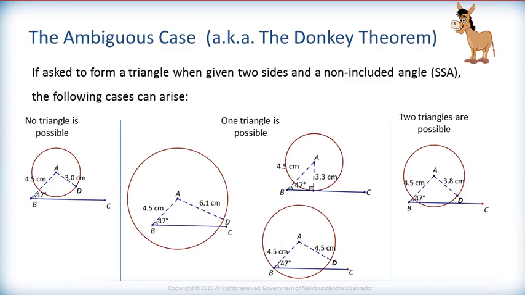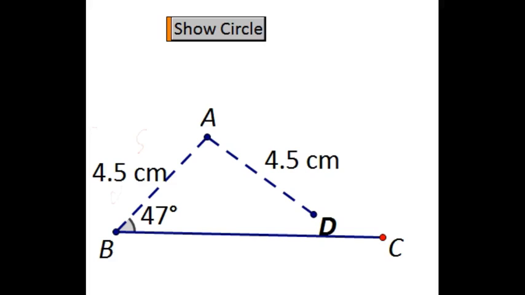The ambiguous case, also known as the donkey theorem, I'll leave that to you to figure out why we call it the donkey theorem. We have several cases when we are given only two sides and the non-included angle for a triangle. We either have no triangle or one triangle or two triangles. Let's see how that happens.